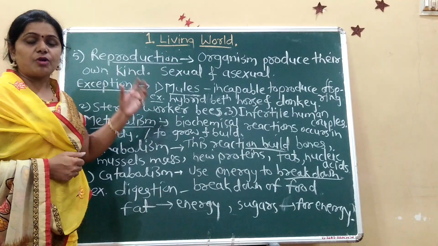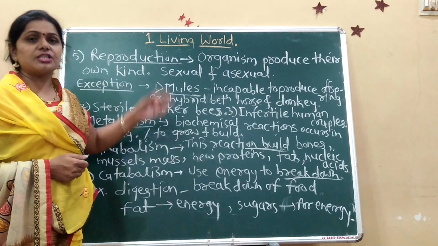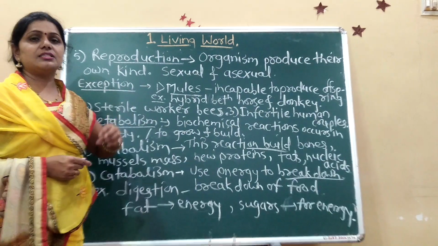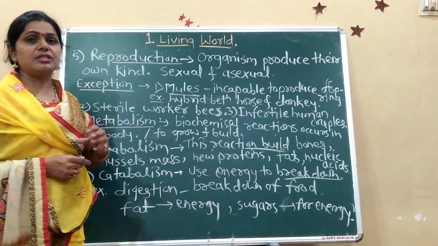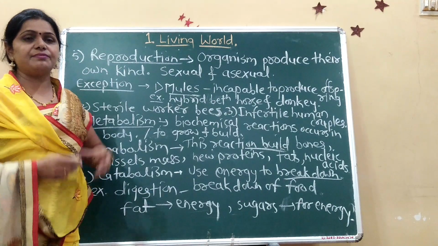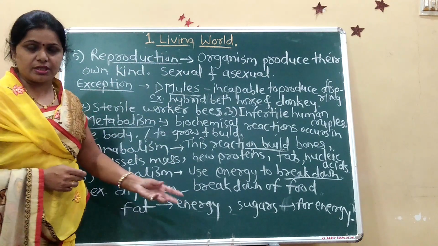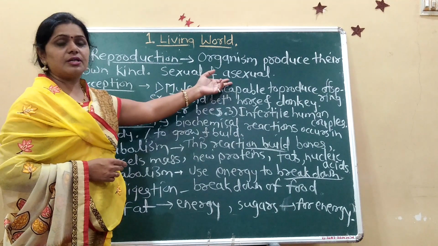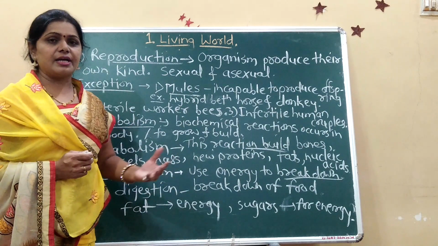And reproduction is of two types, sexual and asexual. Sexual reproduction is concerned with the gametes. Two gametes, a male gamete and a female gamete, fuse, and new offspring or progeny are made. And asexual reproduction means the new own kind is produced without fusion of gametes.